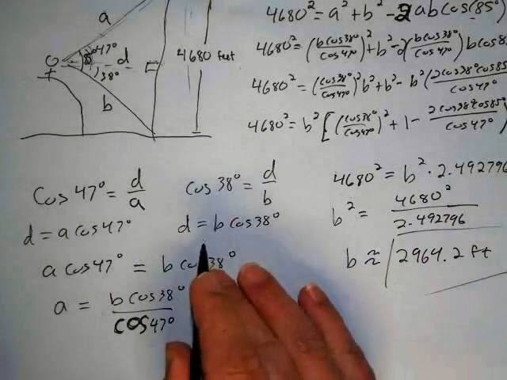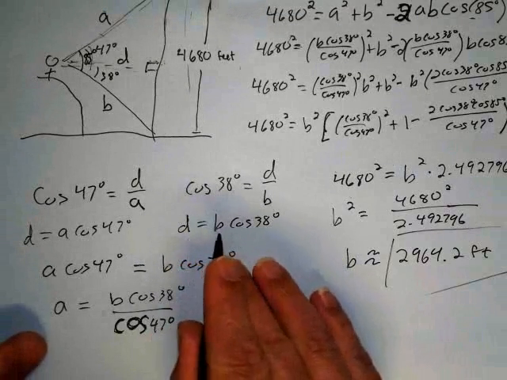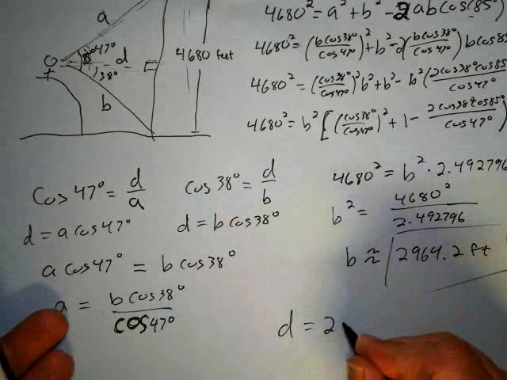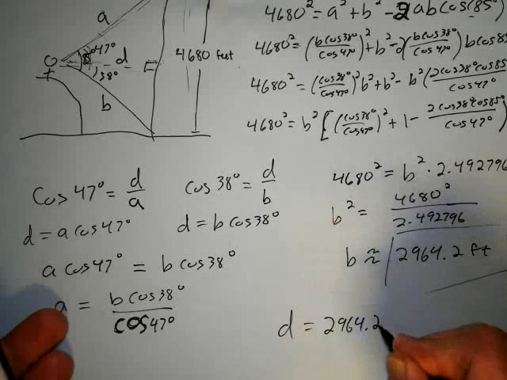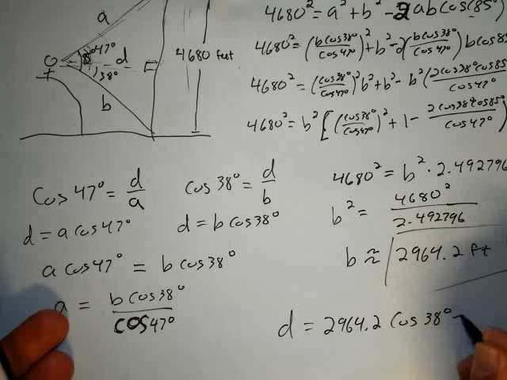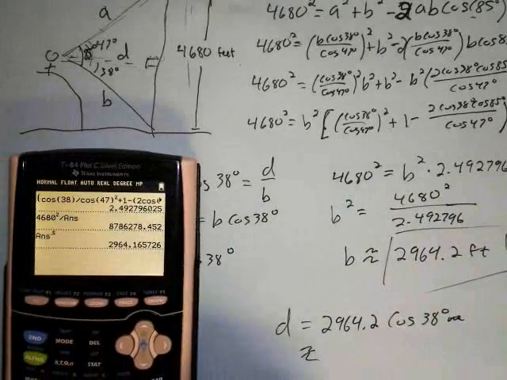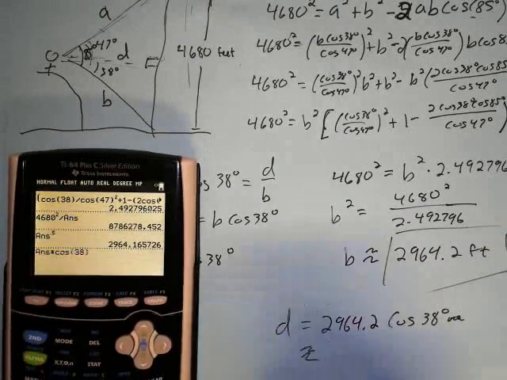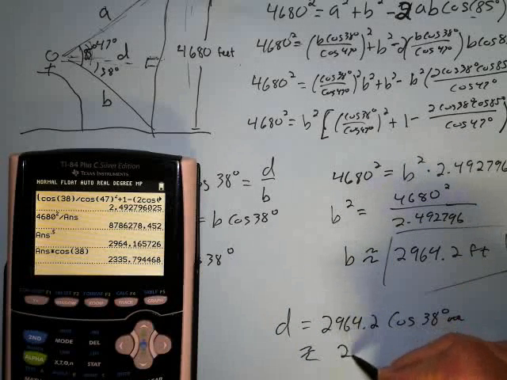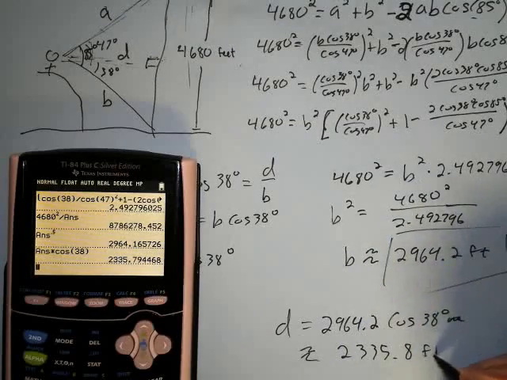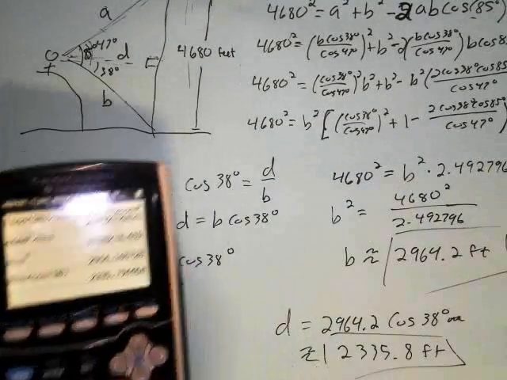To find the actual distance now, I got to plug b into this, right? So d is equal to 2,964.2 times the cosine of 38 degrees. So basically I'm going to take my answer there and just multiply by the cosine of 38. And I get 2,335.8 feet. And again, that makes sense.